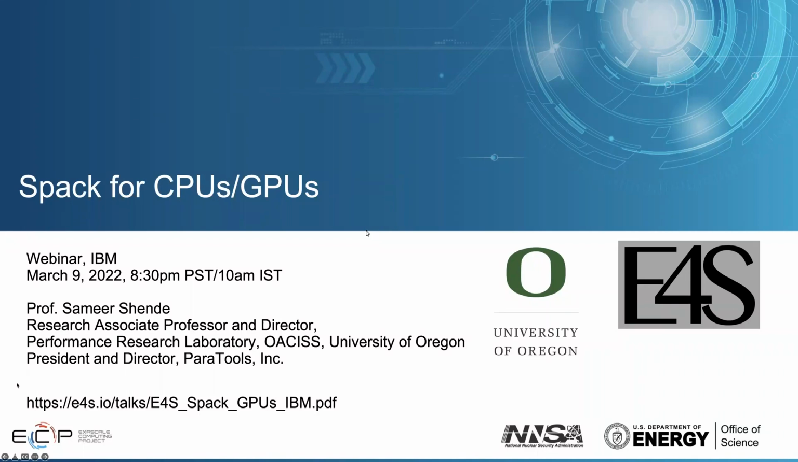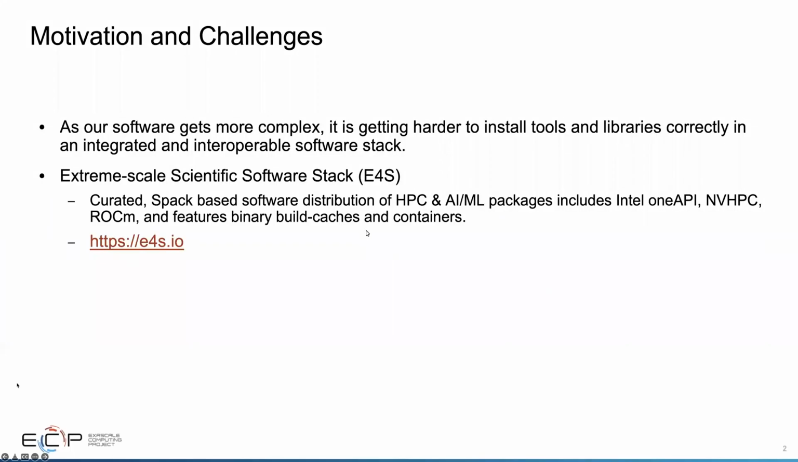I'm working as part of this team from the Department of Energy's Exascale Computing Project. And one of the problems we are trying to address is that as our software gets more complex, it's getting harder and harder to now install our tools and libraries correctly in an integrated and interoperable software stack. So we have a project called the Extreme Scale Scientific Software Stack, or E4S, which is a curated Spack-based distribution of tools and libraries for HPC and AI and ML.